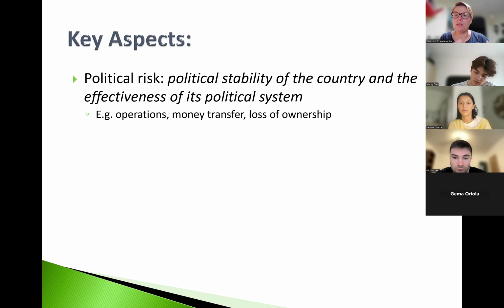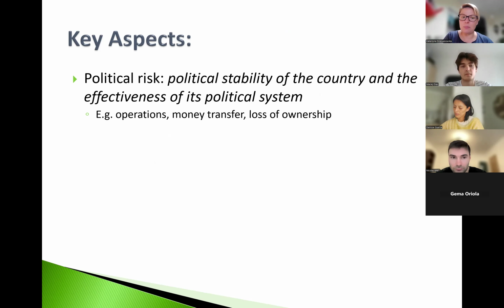Or maybe when you build a factory, they can nationalize it and you cannot take it anymore. Or maybe they will interfere with your operations. They will, for example, make you use local assembly or resell part of your production in a domestic market, right? So these are the aspects that come with this political stability.